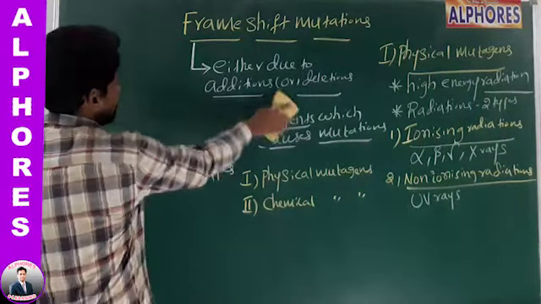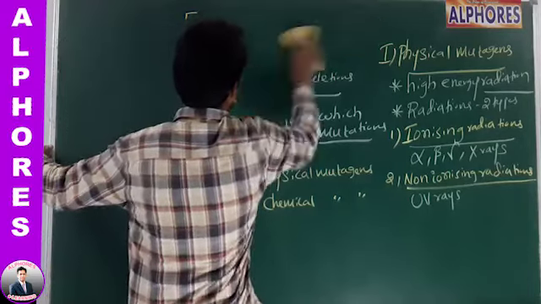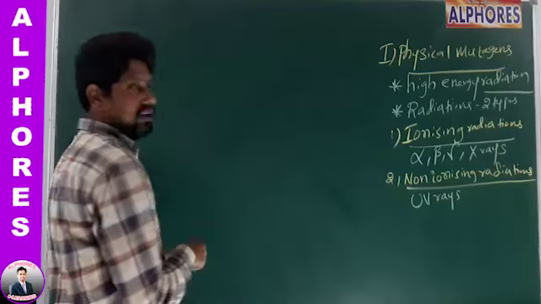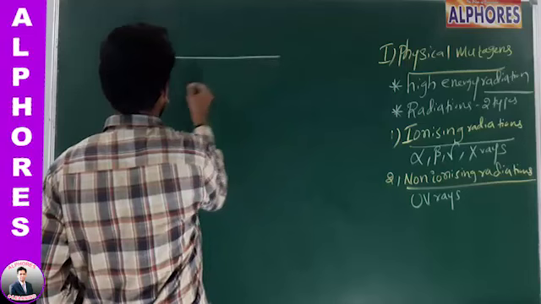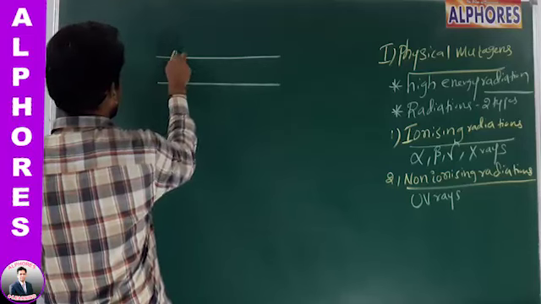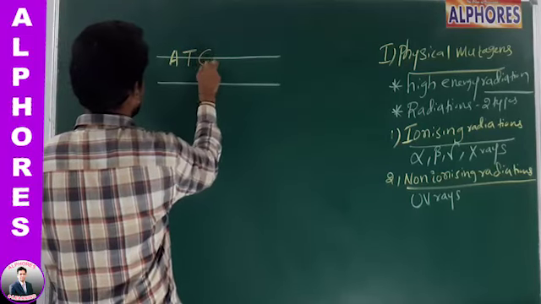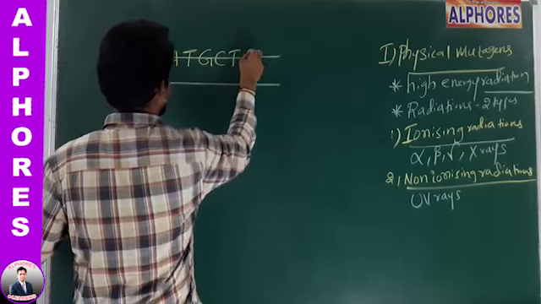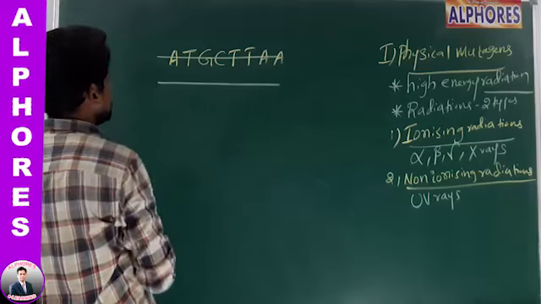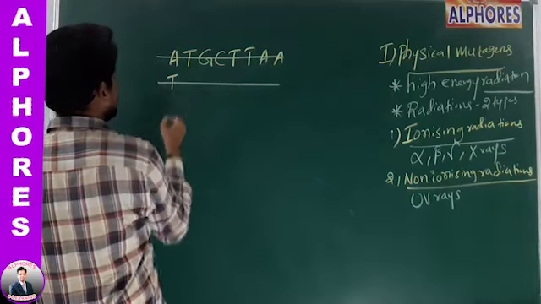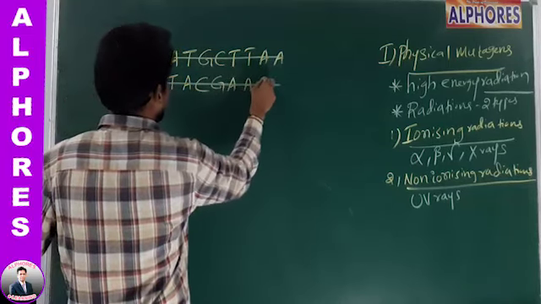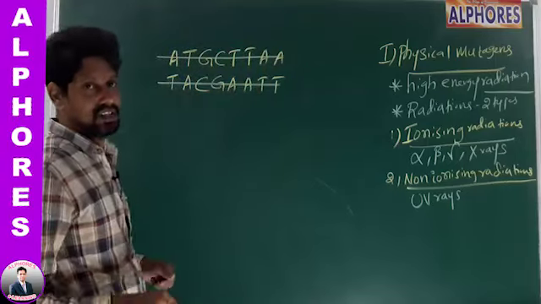Now, take a double-stranded DNA with two strands. I am writing a random sequence here: A, T, G, C, T, T, A. The sequence in the complementary strand will be T, A, C, G, A, A, T.